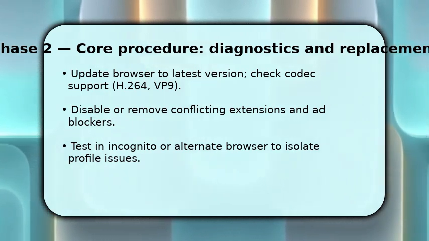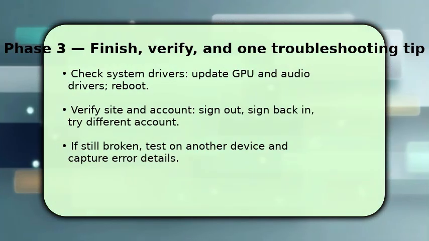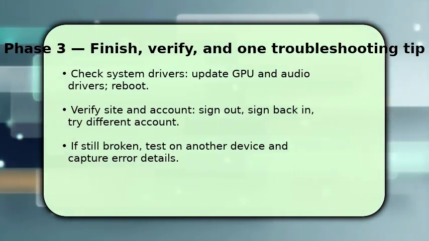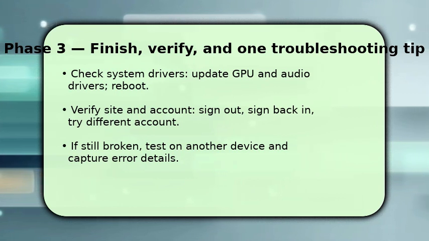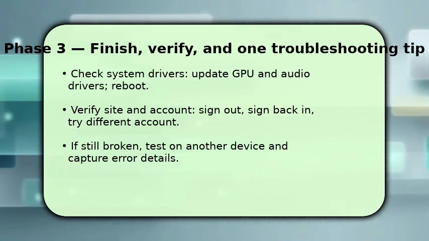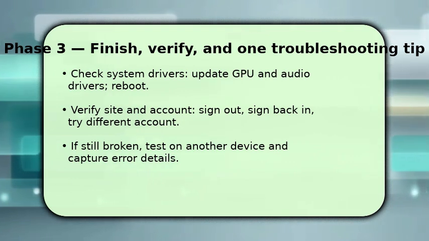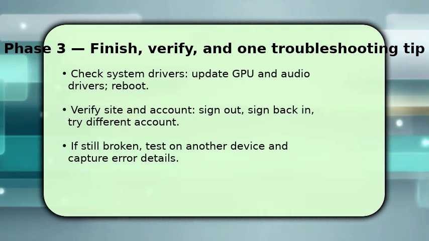Finish by updating your graphics and audio drivers, then reboot, because driver mismatches stop decoding or audio output. Next, sign out of Google, sign in again, and try a different account to rule out account-specific restrictions or parental controls. If the problem persists, test the same video on another device to determine if it's device or network related, and note any error codes or console messages. One key troubleshooting tip: collect error text and a short screen recording before seeking support.